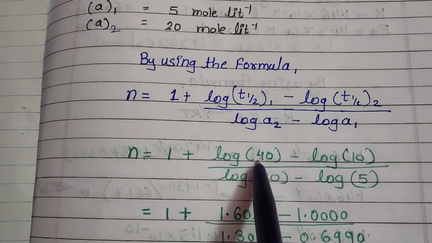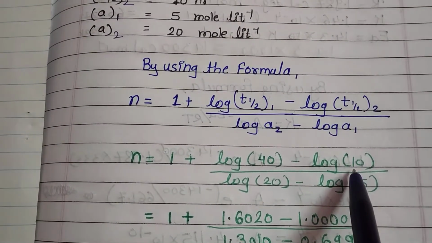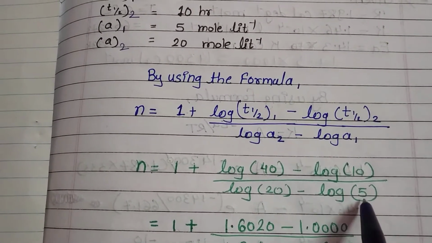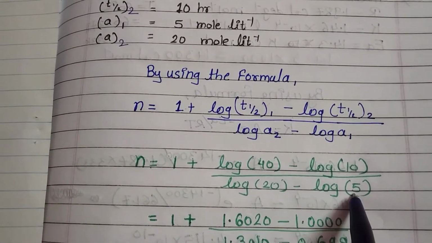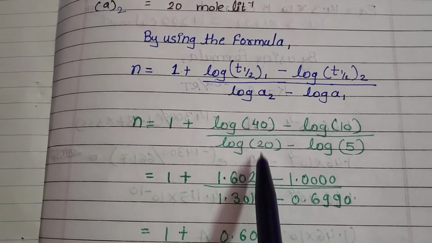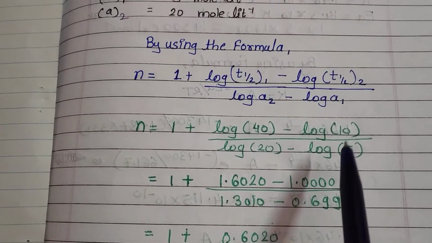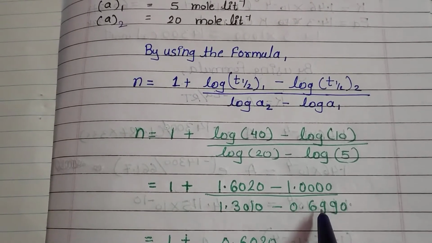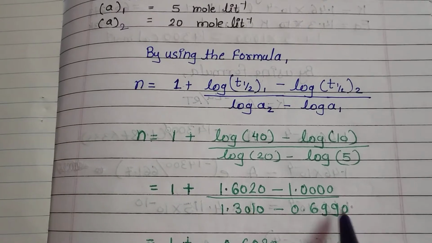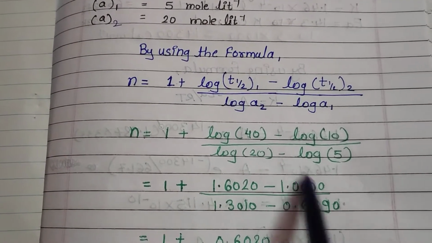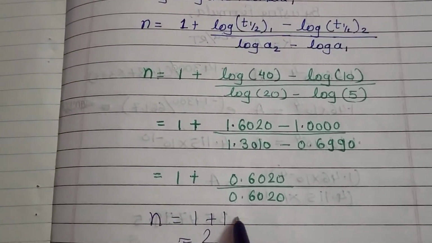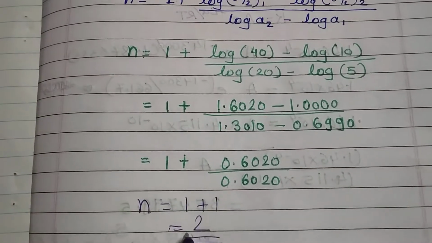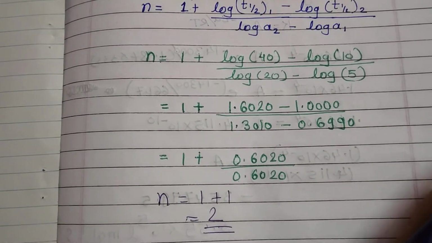So T half of 1 is equal to 40, T half of 2 is equal to 10, A2 is equal to 20, A1 is equal to 5. We have to calculate their logs. Log of 40 is 1.6020, log of 10 is 1, log of 20 is 1.3010, and log of 5 is equal to 0.6990. When we divide the whole term we get the answer 1. So 1 plus 1 is equal to 2. Finally, the order of reaction is equal to 2.